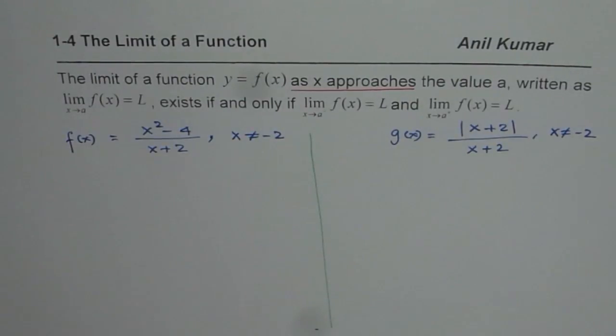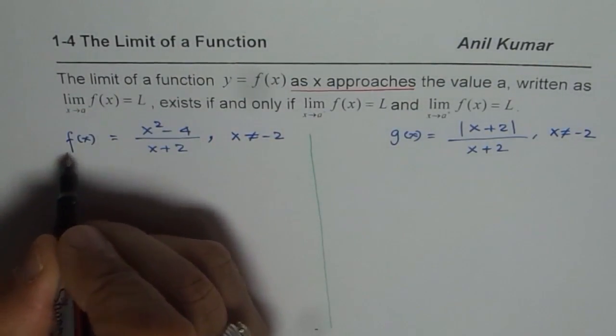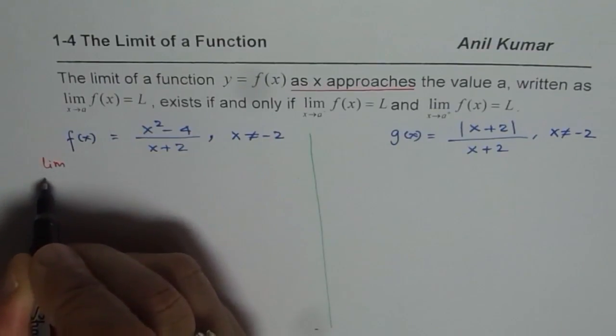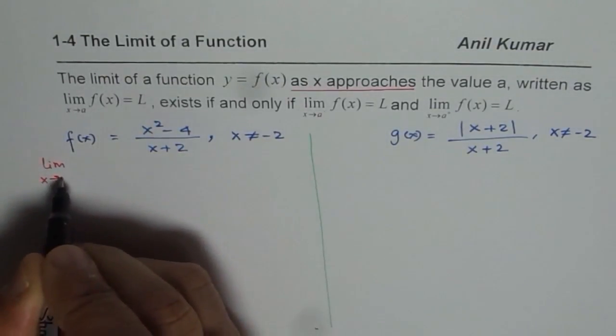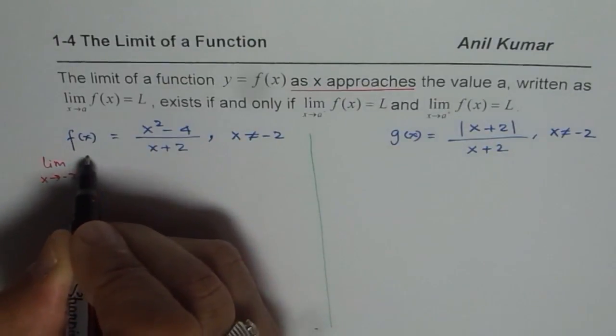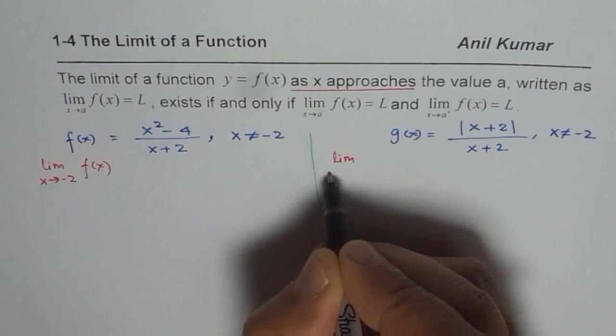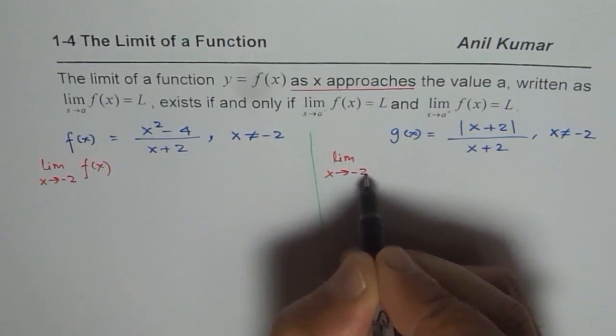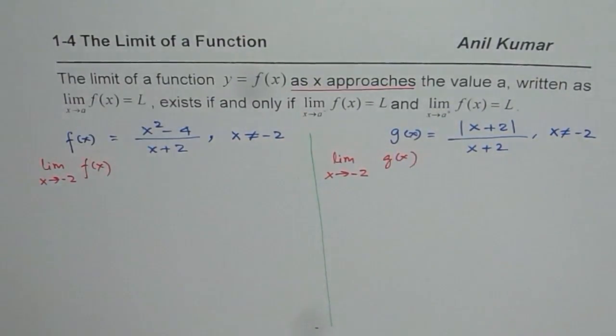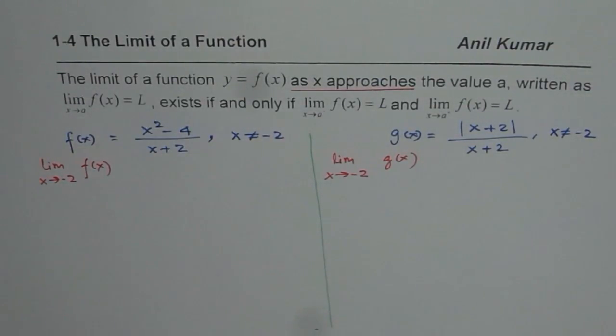So let us find limit of the function of f of x in this case as x approaches minus 2, okay, minus 2. The function, I'll write f of x here. And same case here, we will also explore what happens to the limit of this function as x approaches minus 2 for g of x. So we'll work for both these examples in kind of parallel and understand the situation. You can actually pause the video, try to do it on your own as a practice, and then look into my suggestion.